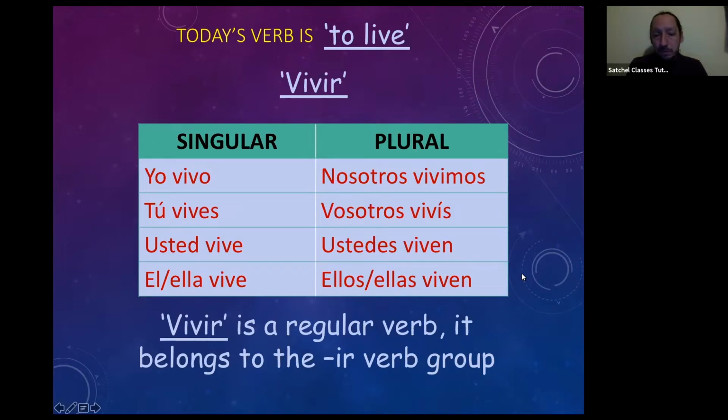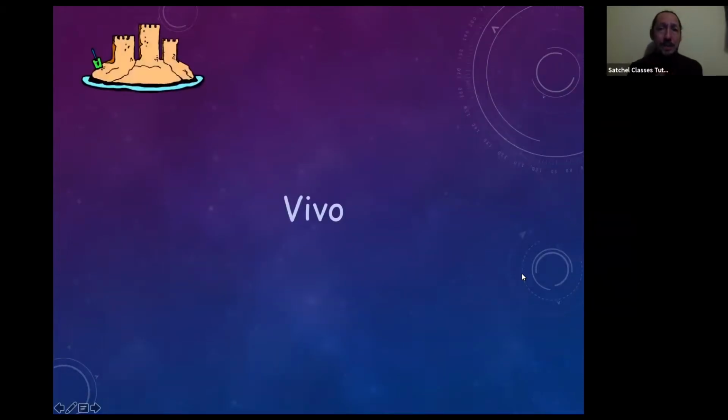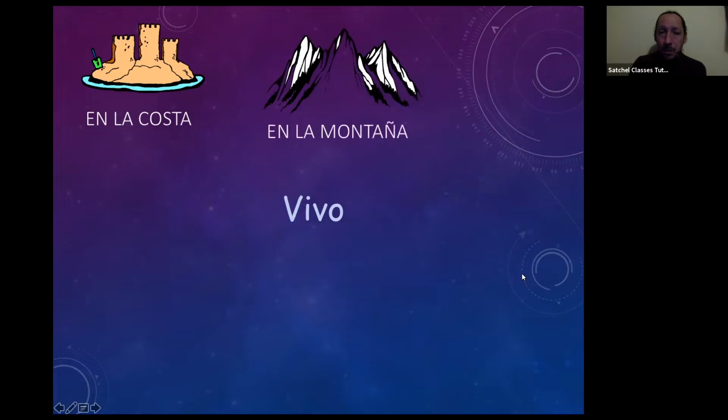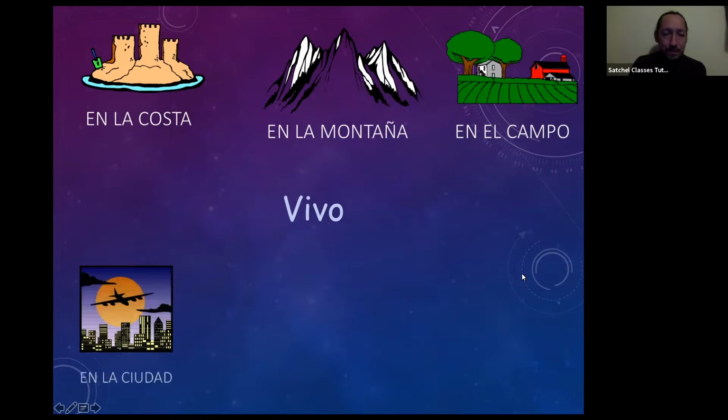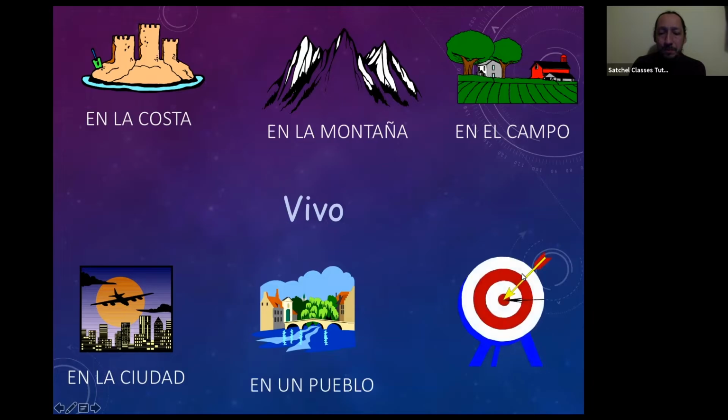Something really important that we need to remember is that all of these verbs, the regular verbs, are a list. They belong to a list, and there are lots of them. So it's really good to revise them as often as you can. So vivo. Now, I can say that I live not just in a house, but I can say whereabouts my house is located. So I'll have vivo en la costa, vivo en la montaña, vivo en el campo, vivo en la ciudad, vivo en un pueblo, vivo en el centro.